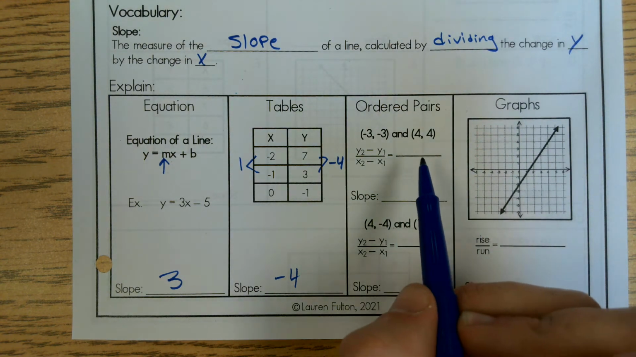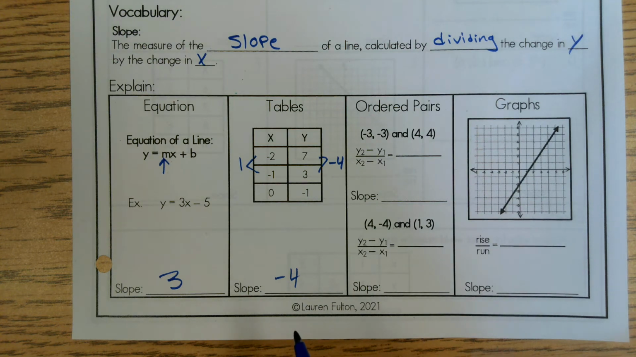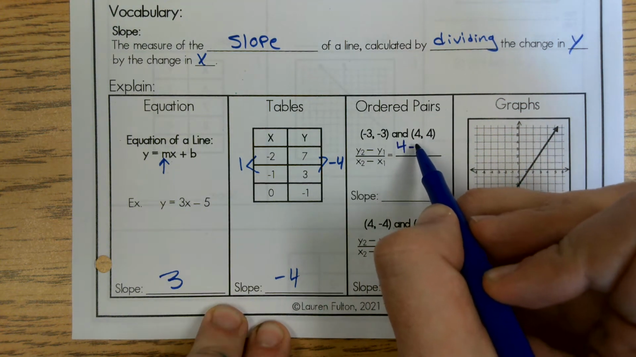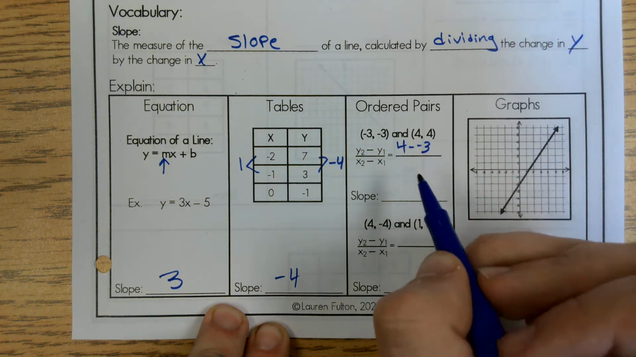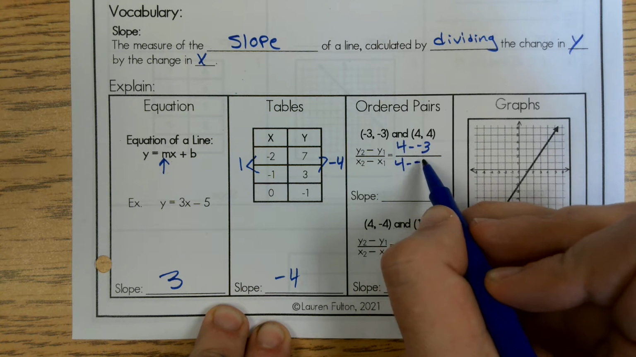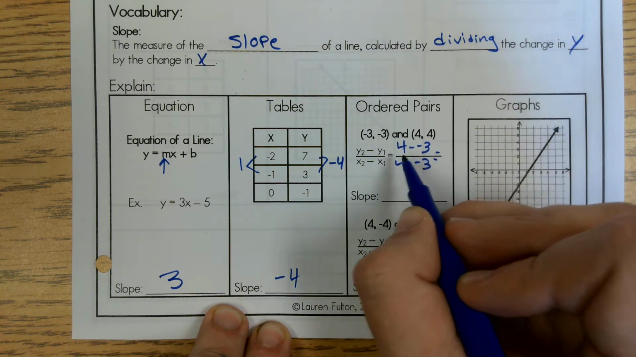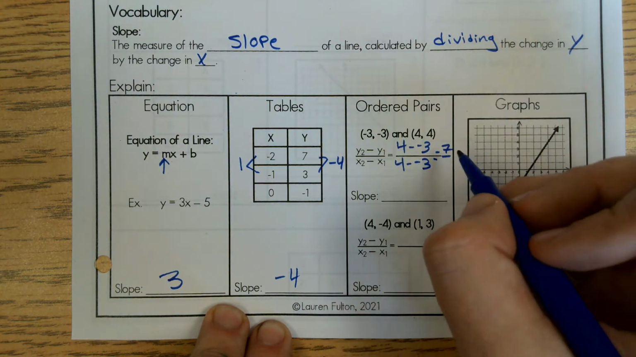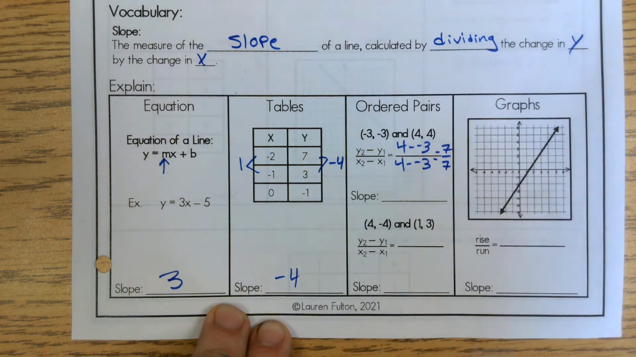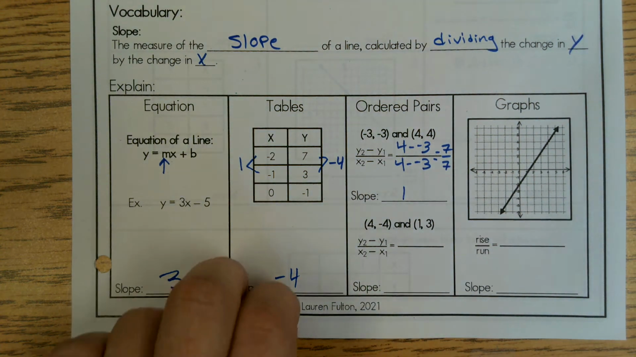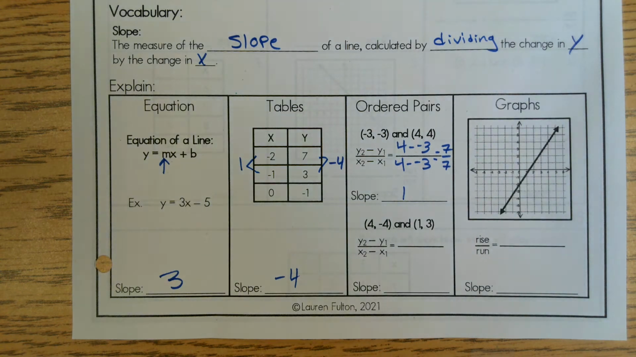All right, someone help me out. What do we do with our ordered pairs? Good. What is our y2? And what is our y1? What is our x2? And what is our x1? Good. So you get 4 minus -3 on top, which is 7. Yep, 4 minus -3 on bottom, which is 7. What's your slope going to be? 1. 7 divided by 7 is just 1.